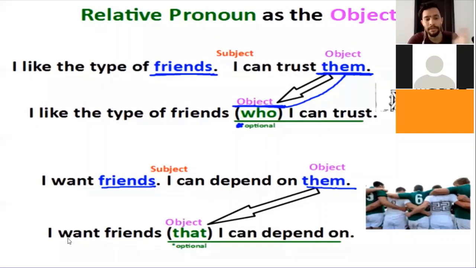Same thing happens here. You can say, I want friends that I can depend on. Or if you omit it, you can also say, I want friends I can depend on. The idea is the same. Everything stays the same. The only thing that I am doing is omitting the relative pronoun. That's all I'm doing, right? But it's still the same. It's more natural. And honestly, people use it more, especially because they want to sound more fluent, right? And this helps you with fluency.